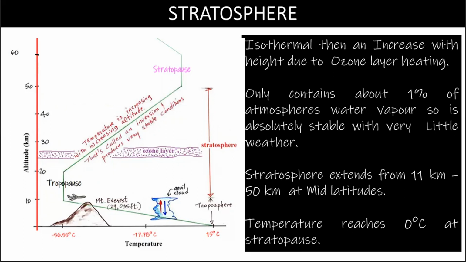Flying in the stratosphere is generally smooth with excellent visibility. The air is thin. Stratosphere contains about 1% of atmosphere's water vapor and offers very little resistance to the aircraft. The general lack of weather in this layer makes for outstanding flying.